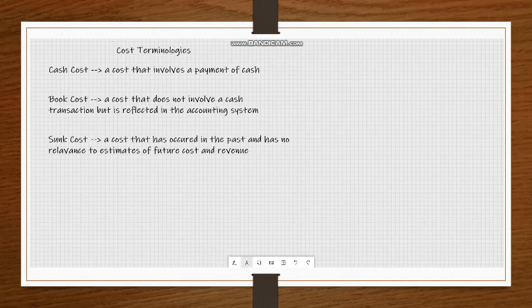And opportunity cost. Opportunity cost. What is it?